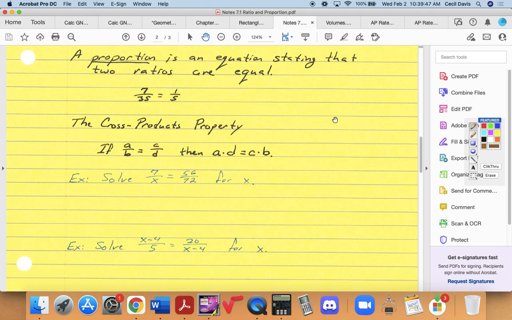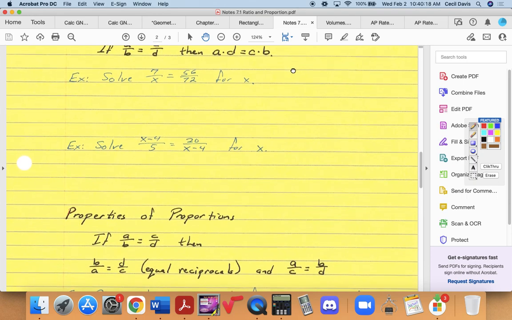One of the most famous properties of proportion is called the cross products property. You probably just called it cross multiplication because that's what you do. If you have A is to B as C is to D, then if we cross multiply, so multiply diagonally across the equal sign, we get A times D is equal to C times B. You've probably used this for several years. And we're going to use that to solve some problems.